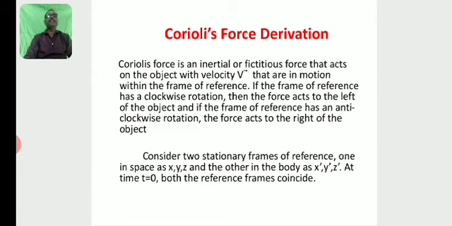If the frame of reference has a clockwise rotation, then the force acts to the left of the object, and if the frame of reference has an anti-clockwise rotation, the force acts to the right of the object. Consider two frames of reference, one in space as xyz and the other in the body as x dash, y dash, z dash. At time t equal to 0, both reference frames coincide.